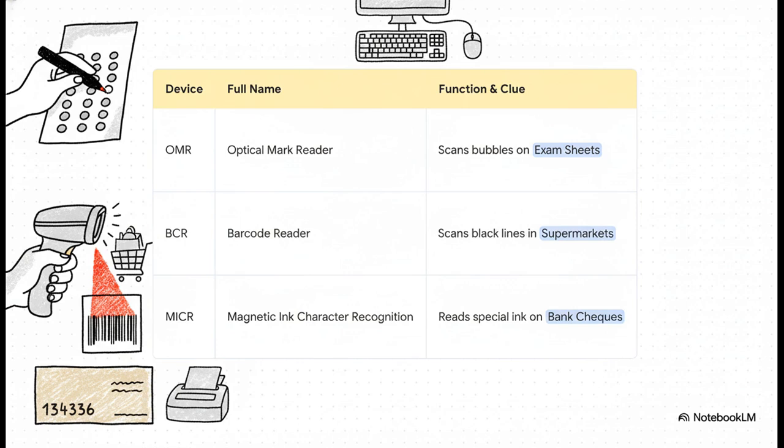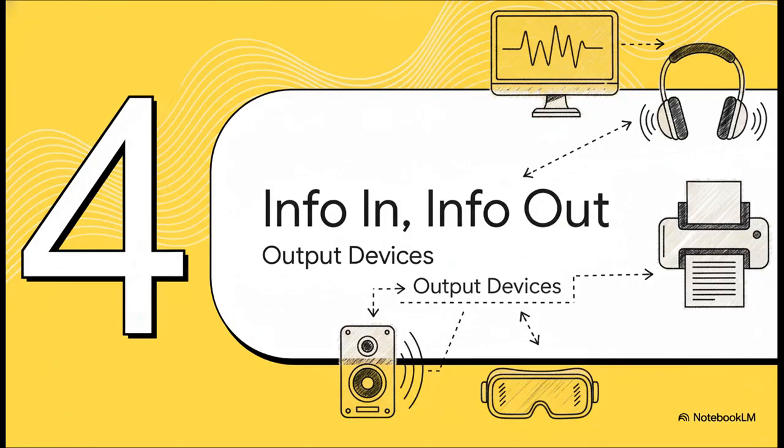For instance, an OMR, an optical mark reader, is what scans the bubbles on an exam sheet, or the barcode reader at the grocery store. There's even a wild one called MICR, which uses special magnetic ink to read those funny-looking numbers at the bottom of a bank check. So that's how we talk to the machine.